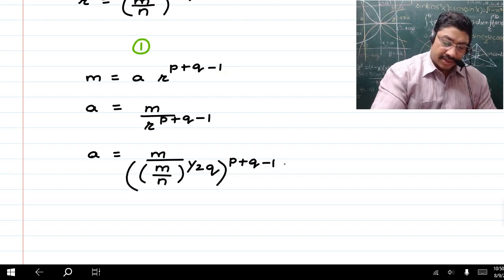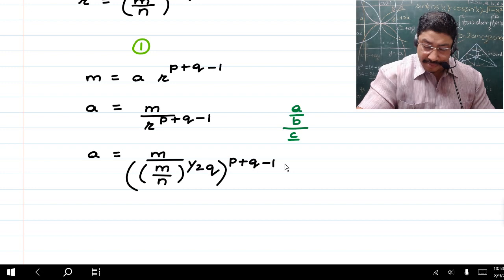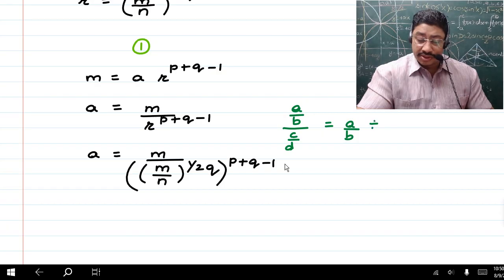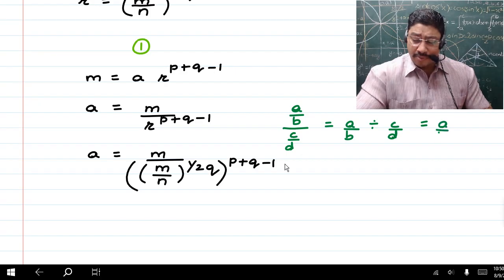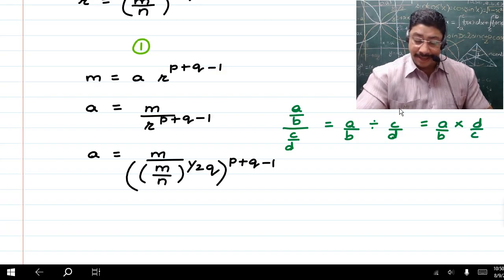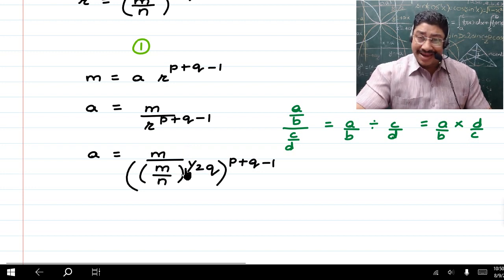I'll show you how. If, say, you talk about a upon b, which is whole divided by c upon d, then obviously you can write this as a upon b divided by c upon d, to simplify things. Next, this can be written as a upon b. The division sign will now be converted to a multiplication sign, and then you'll have the reciprocal of the fraction which has come next, that is d upon c. Similarly children, here if you see this n, as this is m divided by m upon n, we will have the term with n which will reciprocate to the top, and the term with m will remain in the denominator.